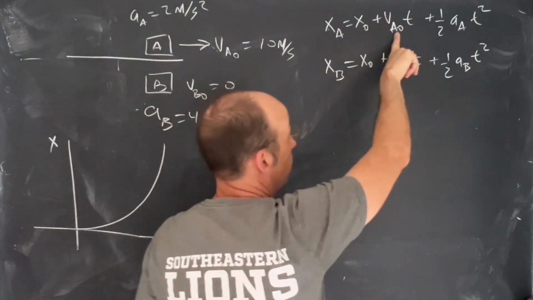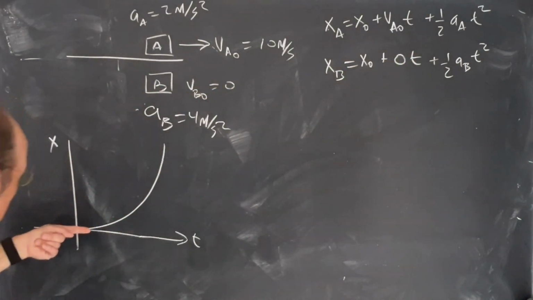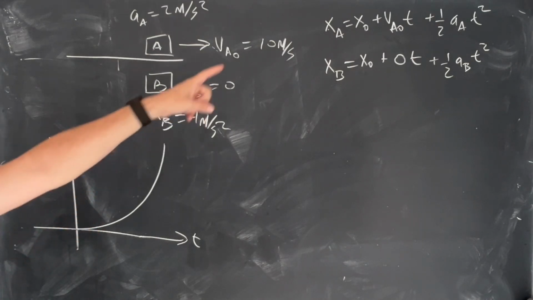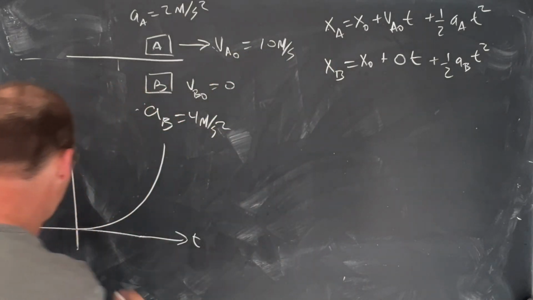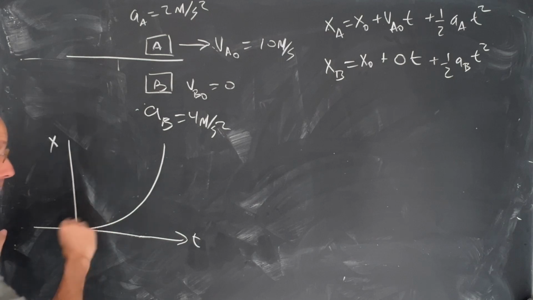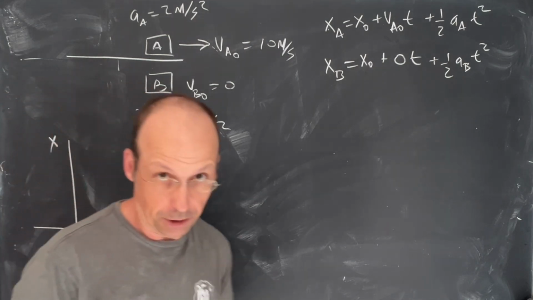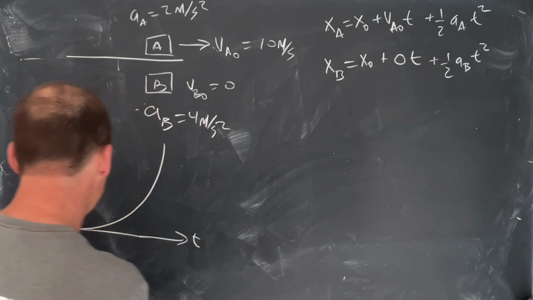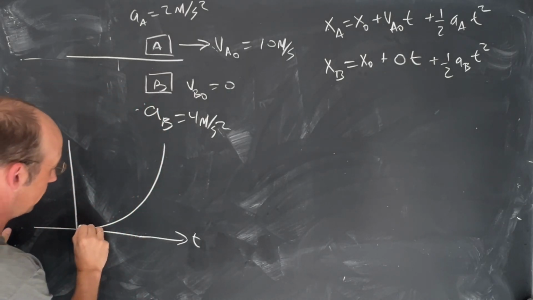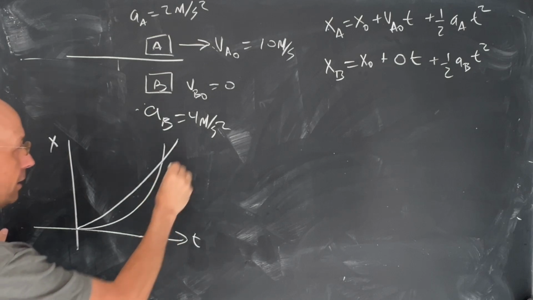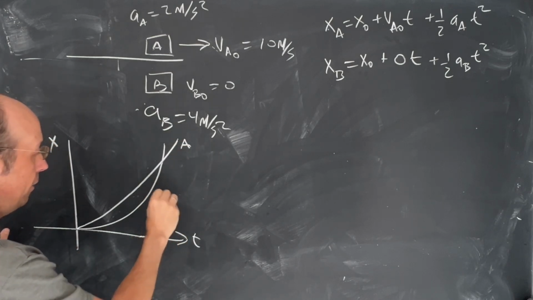Now for car A, it's a little bit different, right? Because it's going to start with some velocity. So car B has a 0 velocity, the slope of the line is 0 at the beginning, but that one will not be 0. In fact, it's going to be some positive value, but it's not going to be as parabolic because the acceleration is lower. So maybe it looks something like this. So this is car A, and this is car B.